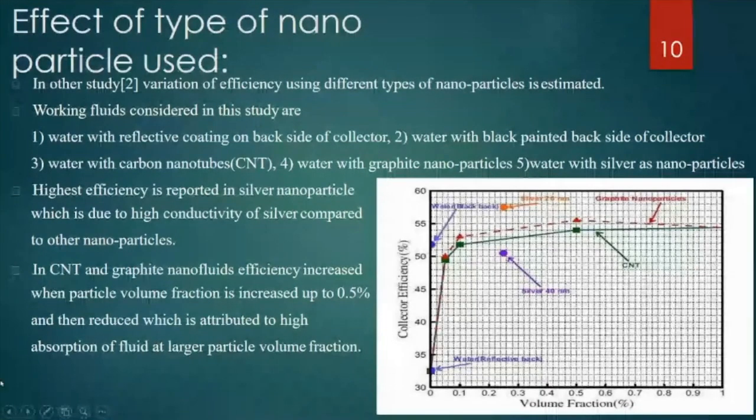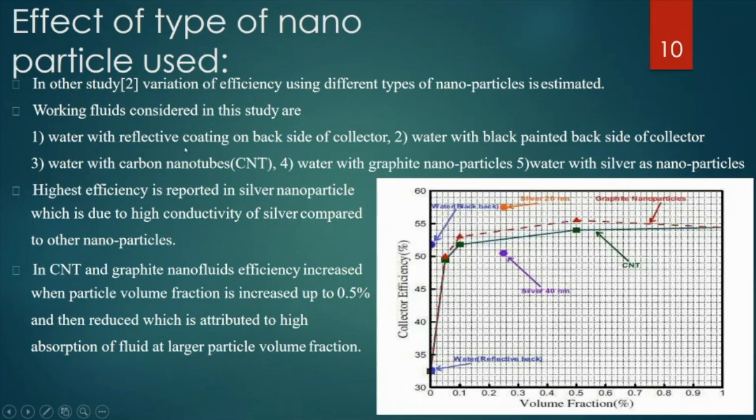We can see the effect of different materials or nanoparticles. Obviously different materials have different thermal conductivity, so their impact on the collector efficiency is also different. This is one graph showing the effect of different nanoparticles with respect to volume fraction and collector efficiency, and in a study, the variation of efficiency across different types of nanoparticles.